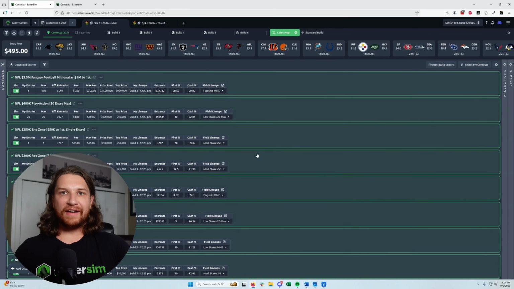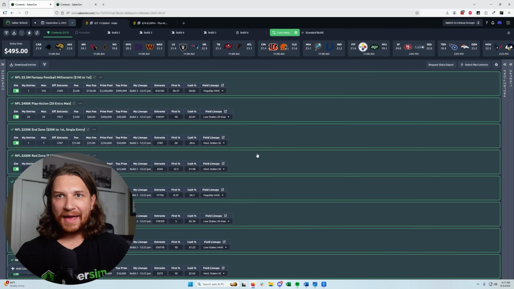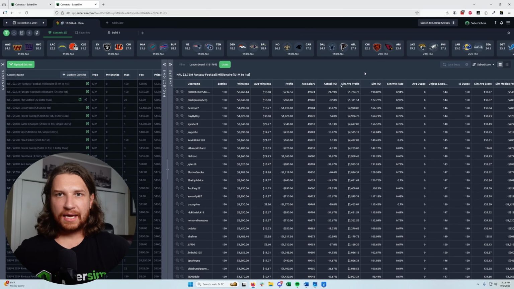It's called expected value, or EV. Expected value is a fancy way of saying how much a bet is expected to win or lose in the long run if it were repeated thousands of times. Let me explain with a simple example. Imagine I offer you this bet. I flip a coin, heads, you win $2. Tails, you lose $1. Would you take it?